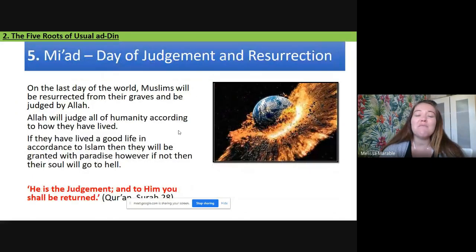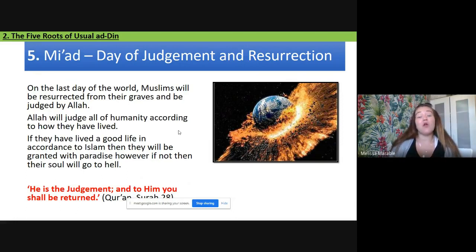Okay, last root is Mi'ad, which is the day of judgment and resurrection. Now, Shias are the only ones that call the day of judgment Mi'ad. Again, remember, this is really Shia specific. So, on the last day of the world, Muslims will be resurrected from their graves and be judged by Allah. Allah will judge all of humanity according to how they have lived. If they've lived a good life in accordance to Islam, then they will be granted paradise. However, if not, then their soul will go to hell.